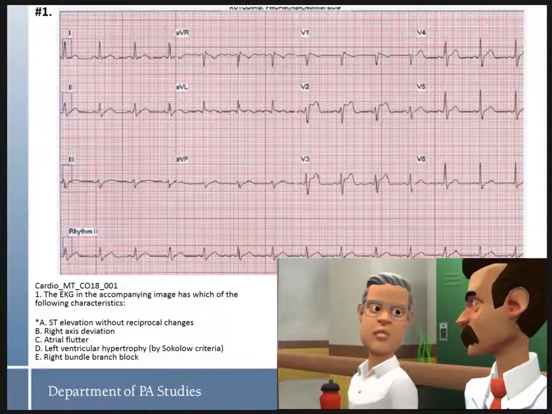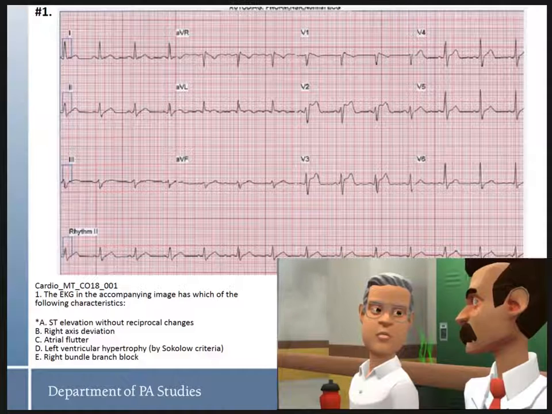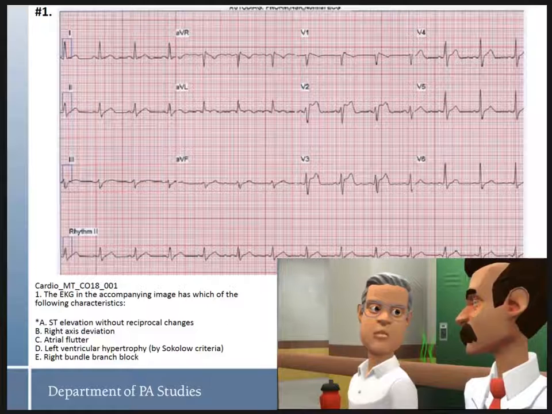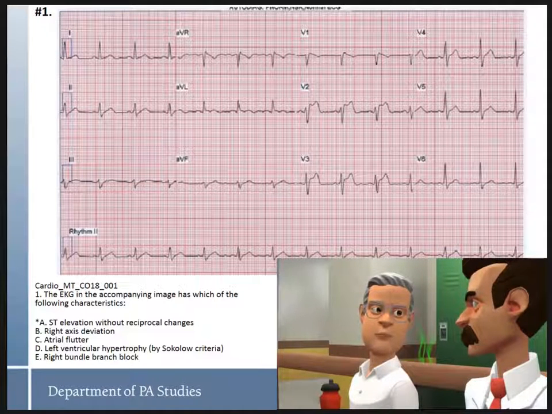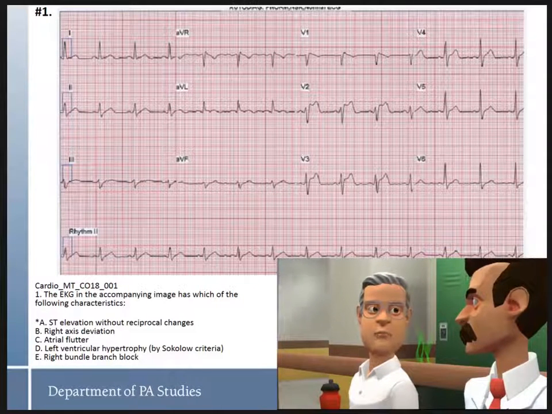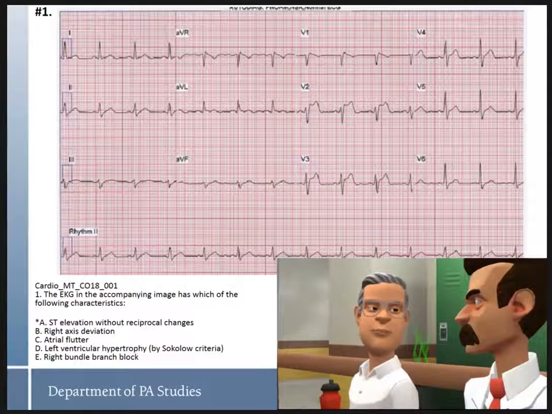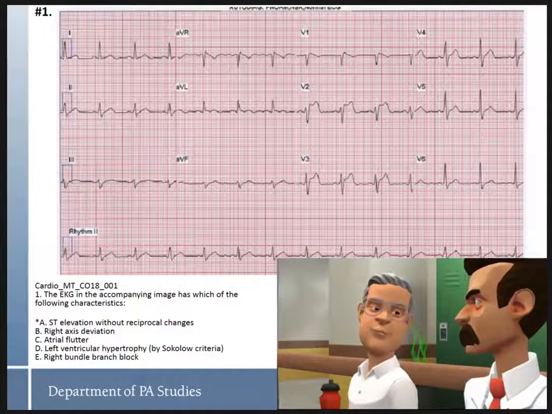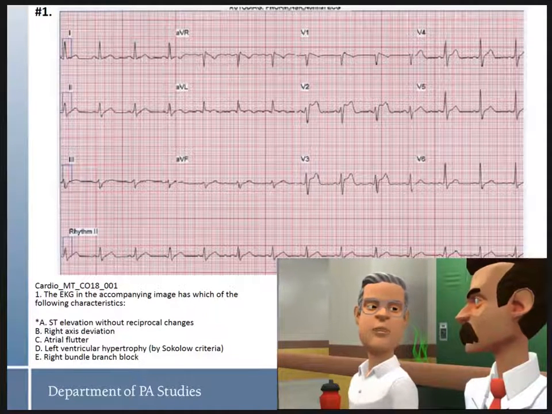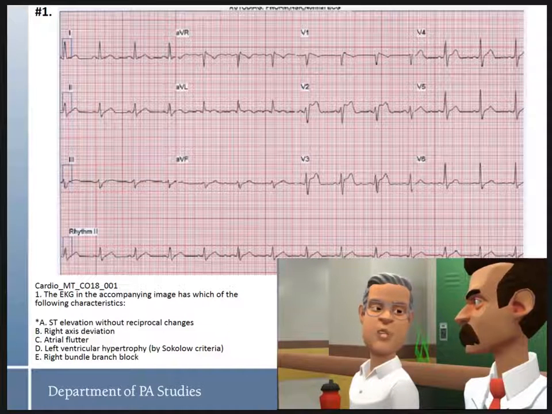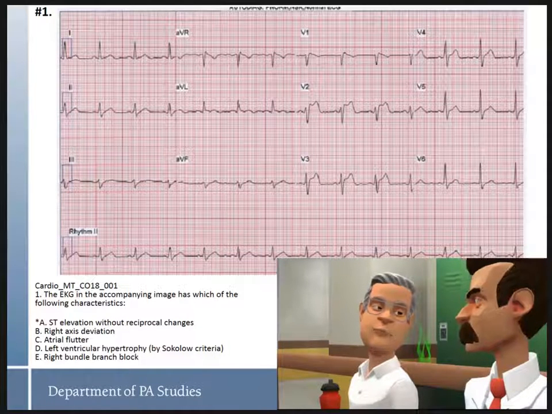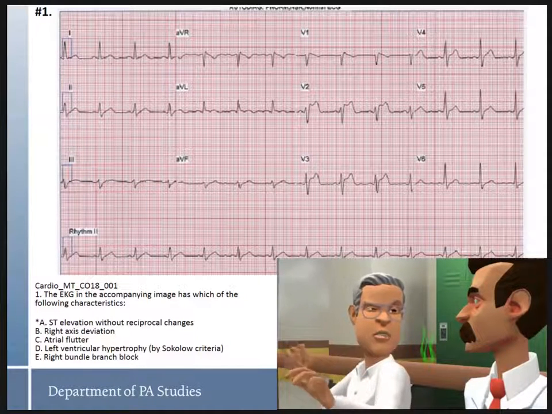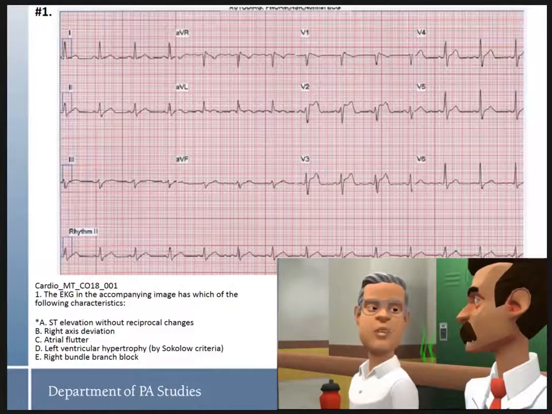If this was left ventricular hypertrophy by Sokolow criteria, then the S wave in V1 plus the R wave in V5 or V6 would have to be more than 35 little boxes, or 7 big boxes. To call it a bundle branch block, there must be a prolonged Q or S. Even if you think the Q or S may be prolonged, in this EKG there is no positive Q or S in V1, so definitely not a right bundle branch block. So this is clearly ST elevation in leads V2 and V3 with no evidence of reciprocal changes.